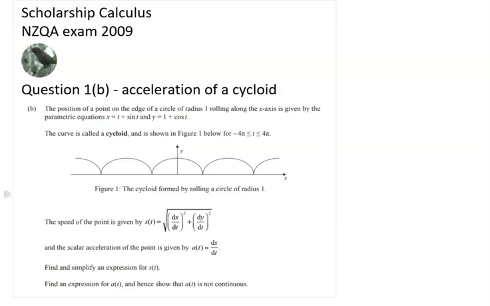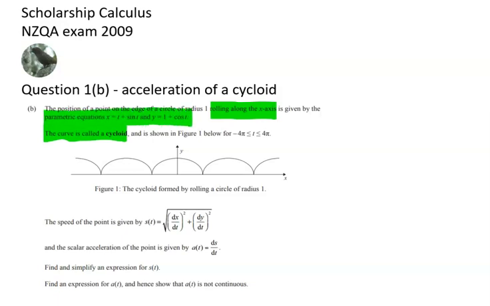Kia ora. This is a question from the 2009 exam, and it's one where there's quite a lot of text and it looks hard, but it's pretty clear what you have to do, and I think not too difficult at all to get all the way through to the end of the problem. So we're given this really cool looking graph for what's called a cycloid. So that's here, and we're told the position of a point on the edge of a circle of radius 1 when the circle rolls along the x-axis is given by these parametric equations.